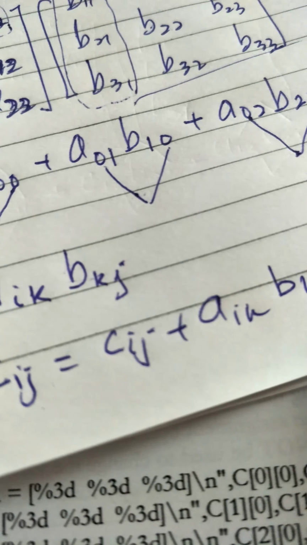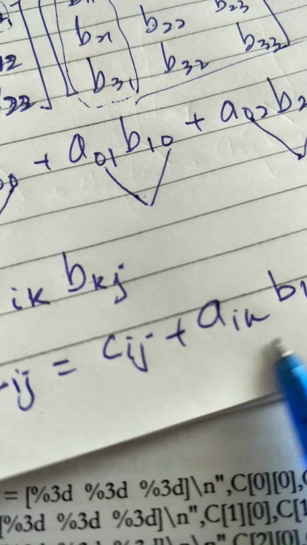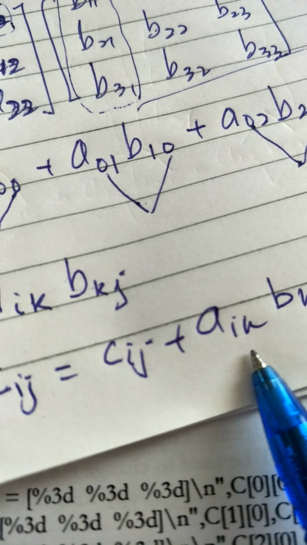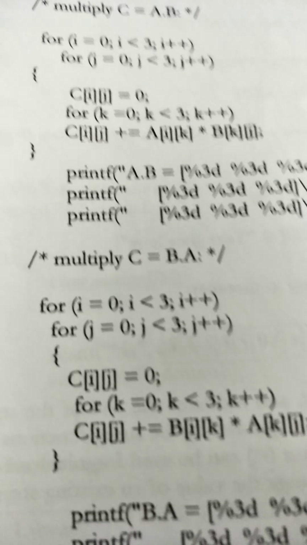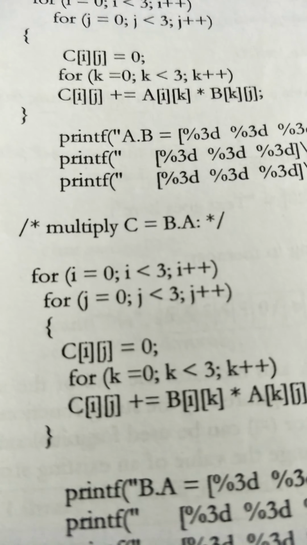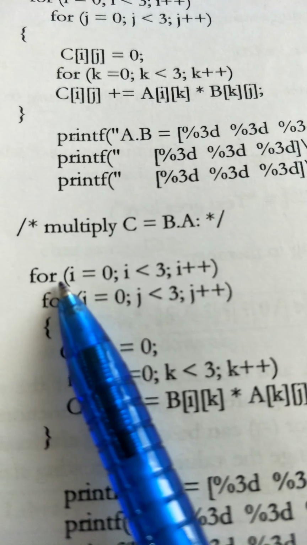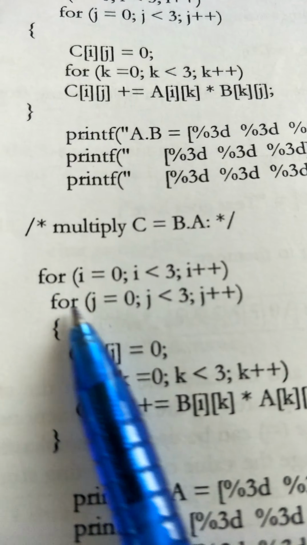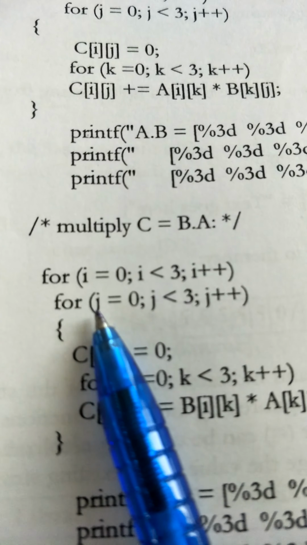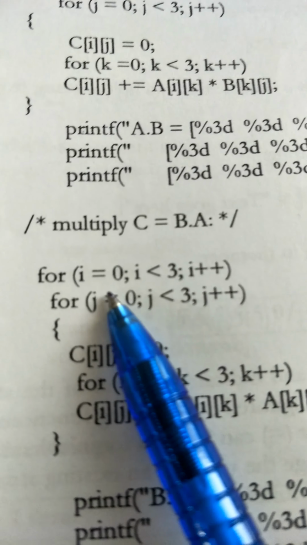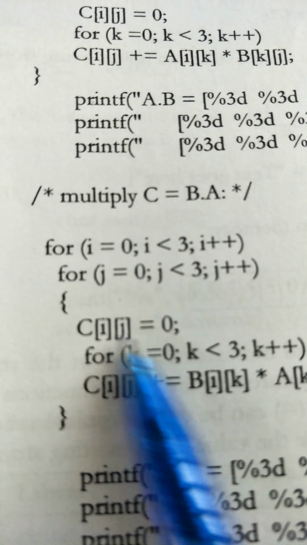Remember this, the formula for multiplication of two matrices. So if you look at your programming here, multiply B times A, which means B first then A. So we have two for loops, which are I and J, for C, which is Cij, and then we give the initial value.